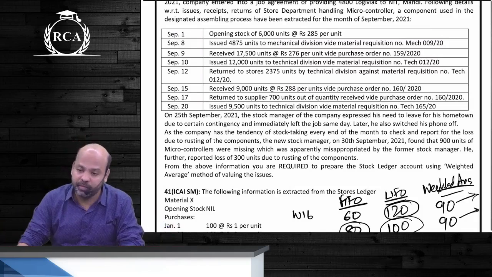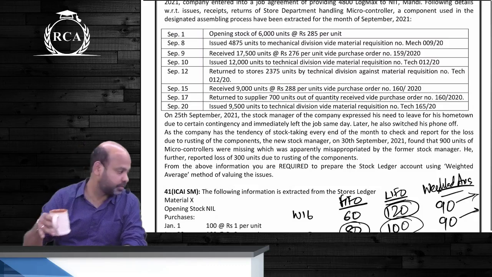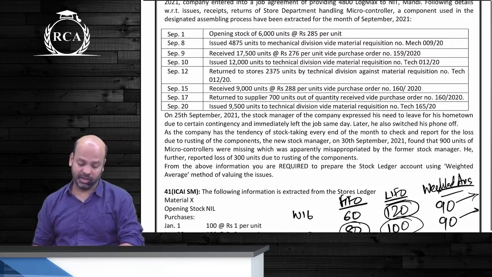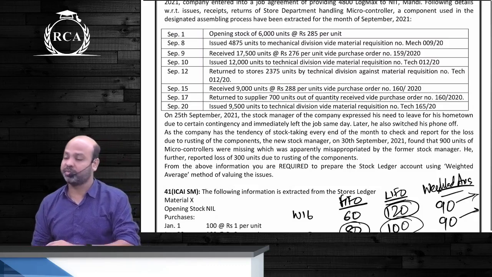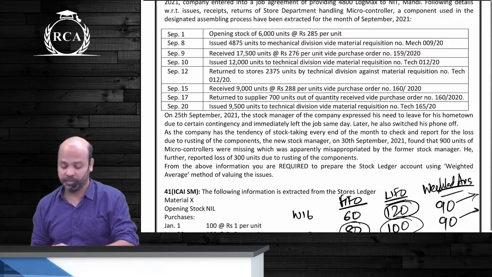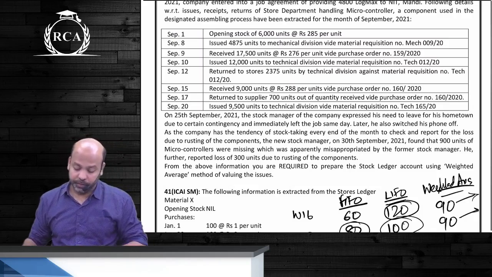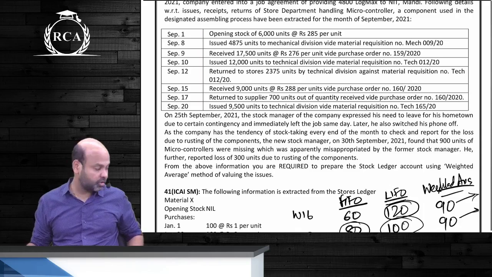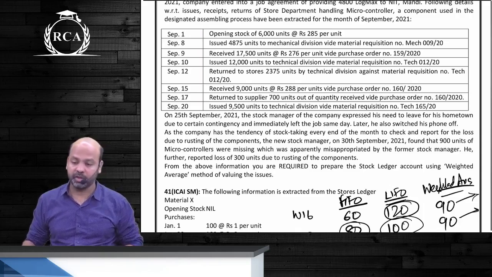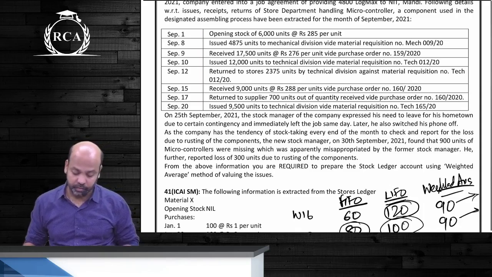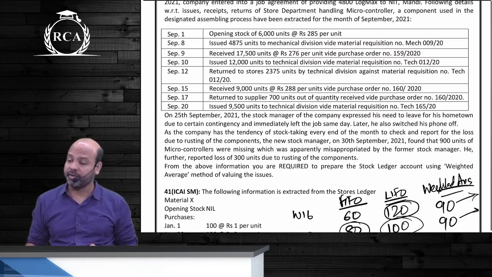Chori hui hai beta. What will you do with this? Abnormal loss. As far as stores ledger card is concerned, beta, you're supposed to present it under the issues column. He further reported a loss of 300 units due to the rusting of the components. Normal loss. You will write it under the amount column as 0 rupees, but you will still reduce 300 units so that you automatically inflate the price of the remaining good units.